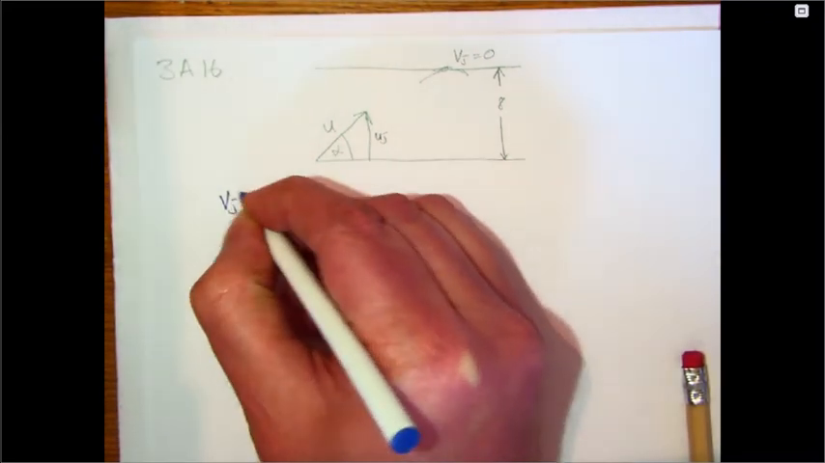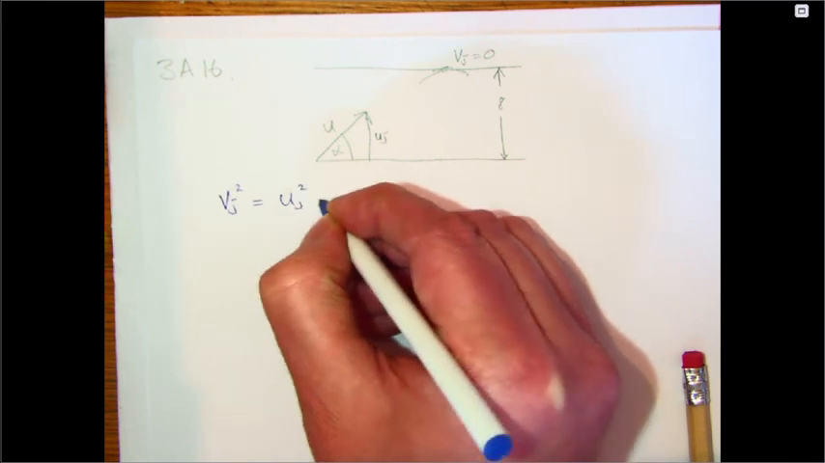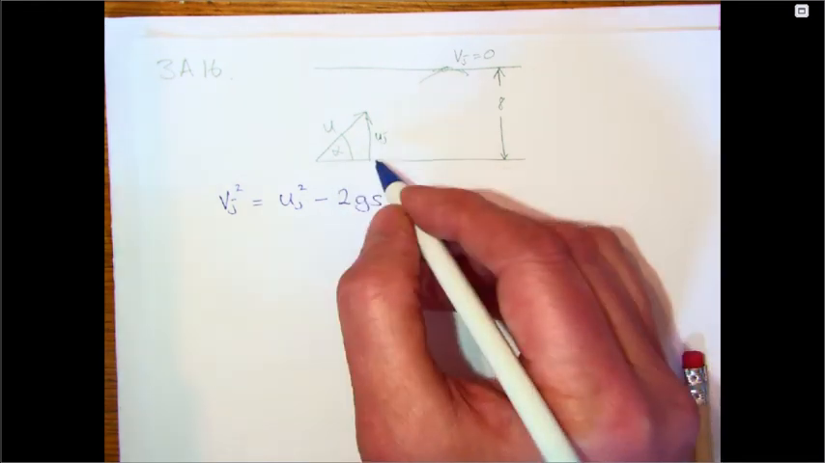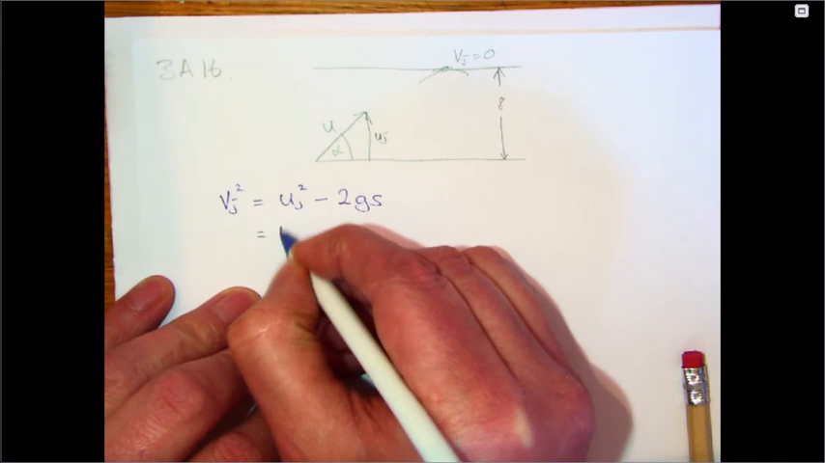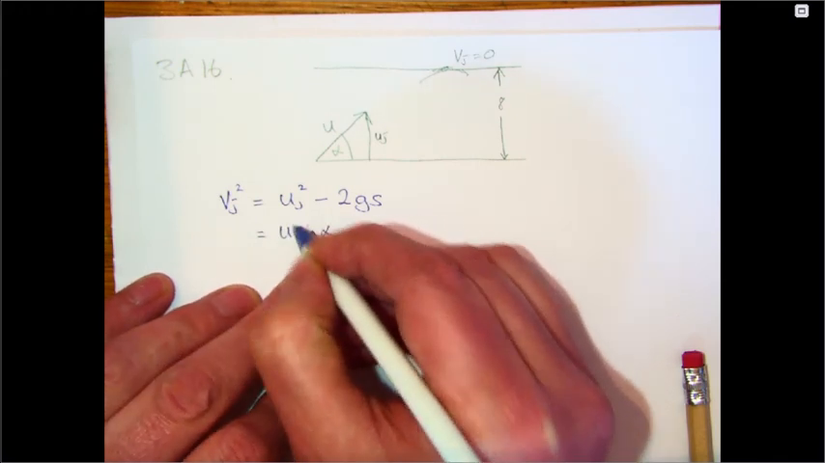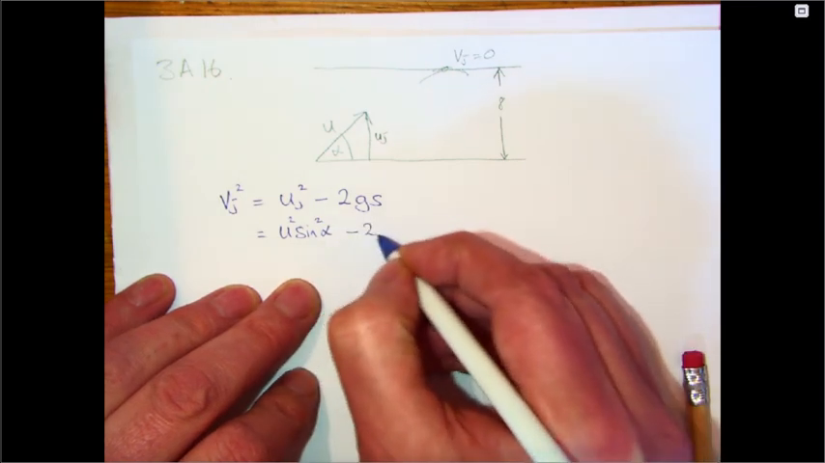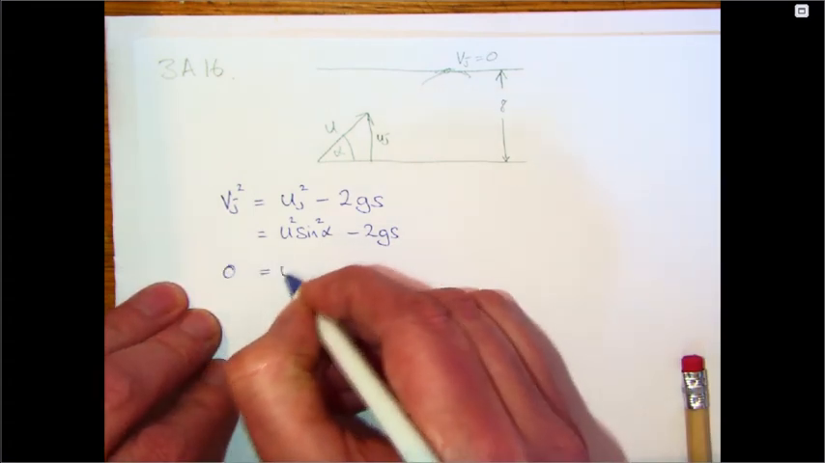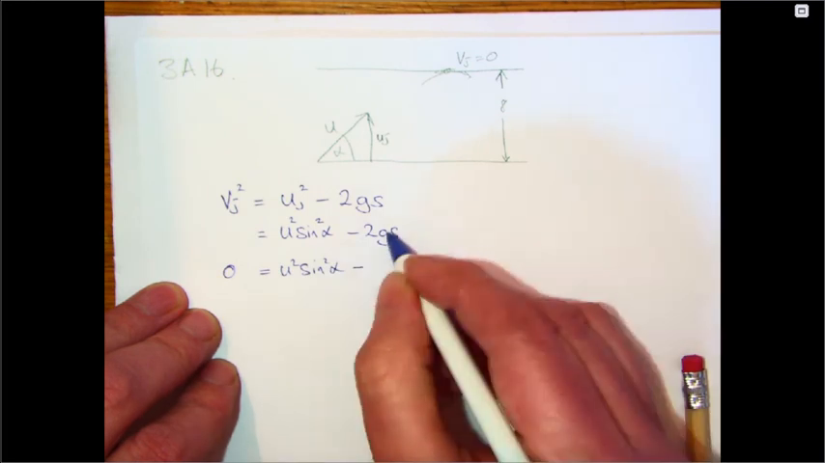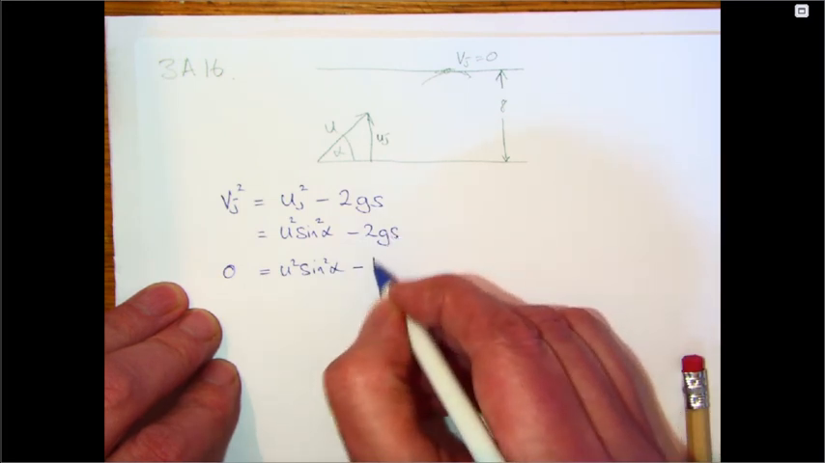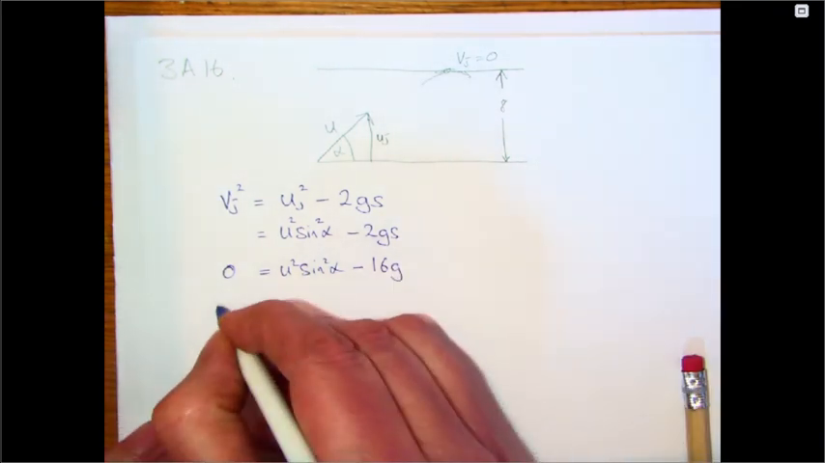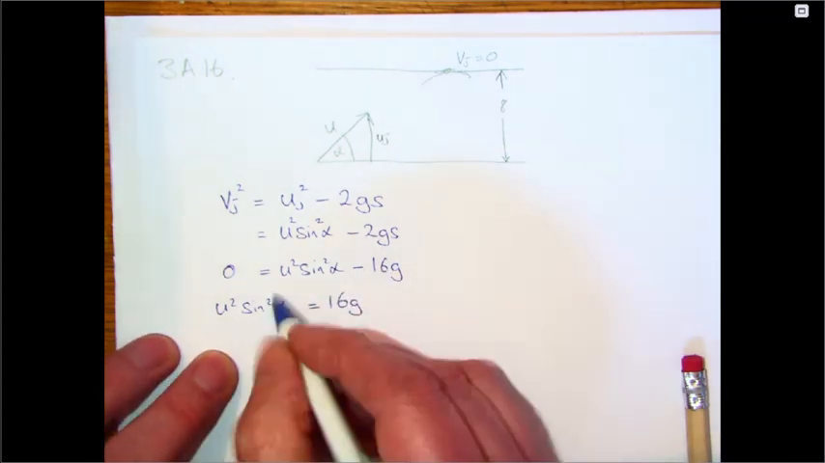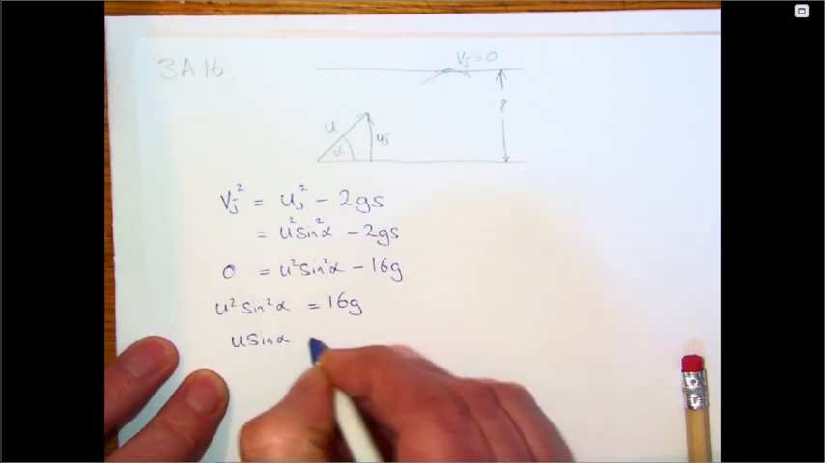v of j squared is equal to u of j squared minus 2gs. If I look at this angle here, I can see that u of j is equal to u sine alpha, so that's u squared sine squared alpha minus 2gs. As I said, at the height, v of j is equal to 0. That's 0 is equal to u squared sine squared alpha minus 2 times s, in this case 8, so that's 16g. So lovely, I can now say u squared sine squared alpha is equal to 16g. I hope you see the next step.